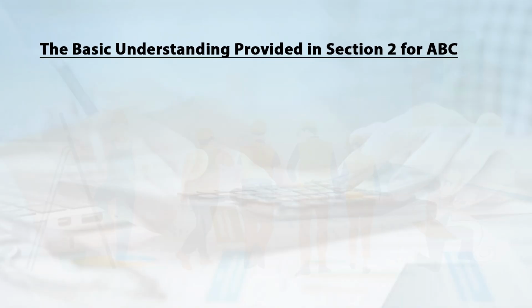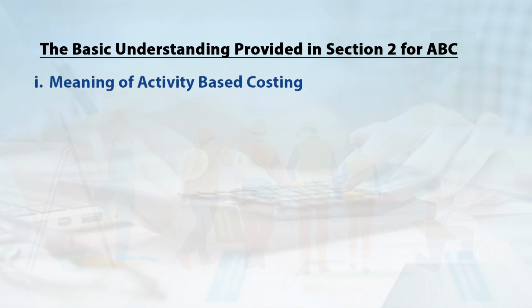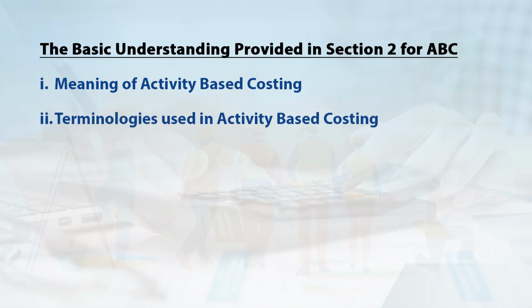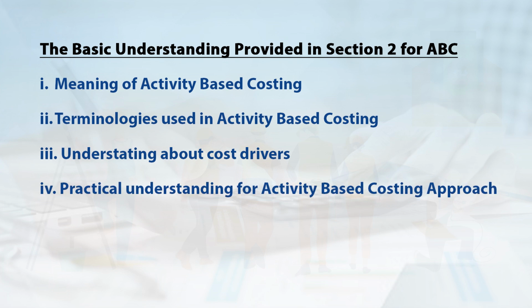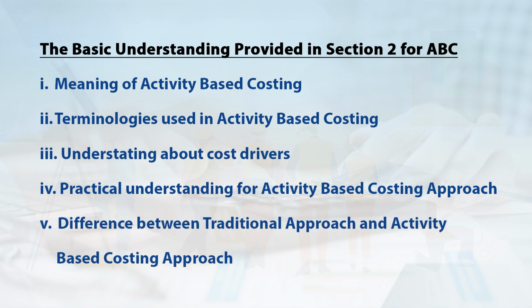The basic understanding for ABC is provided in section 2. Section 2 covers number 1, meaning of activity based costing, number 2, terminologies used in activity based costing, number 3, understanding about cost driver, number 4, practical understanding for activity based costing approach, and number 5, difference between traditional approach and activity based costing approach.